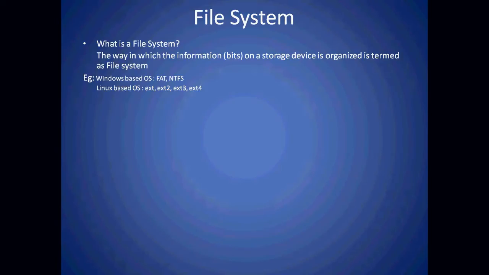Some file systems of Windows are FAT32. FAT has versions 16 and 32. FAT stands for file allocation table. And one more Windows based file system, a newer one, is NTFS, new technology file system. Similarly, when you go to Linux based OS, we have file systems like the ext series: ext, ext2, ext3. Currently they are using ext4 file systems.